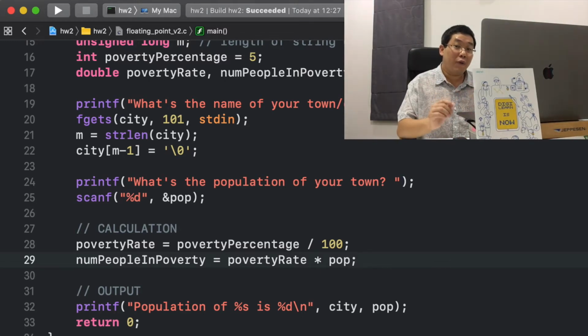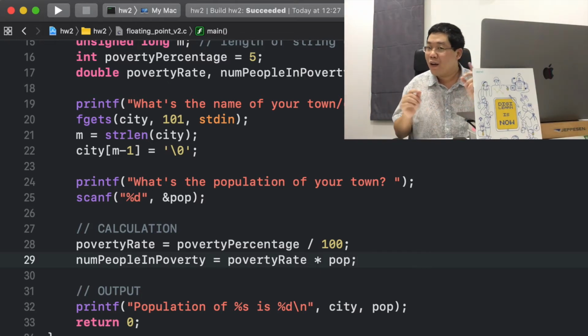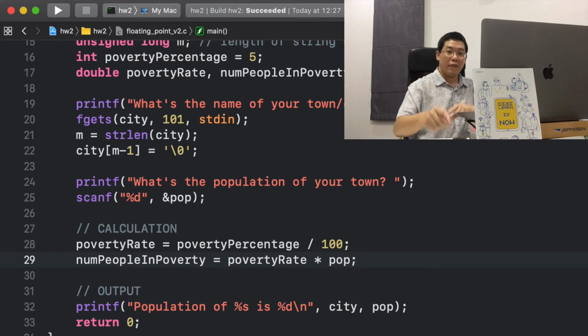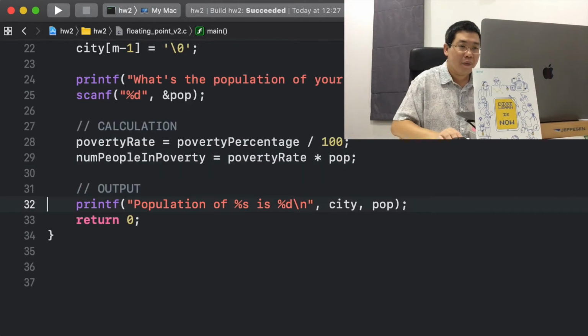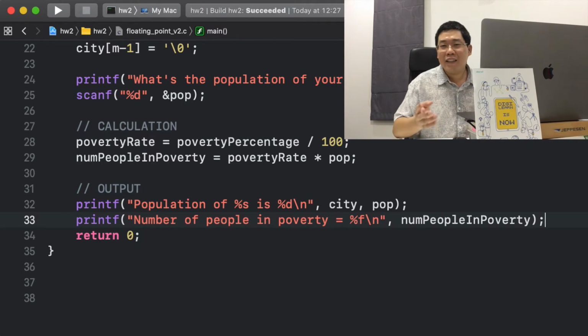So we, of course, will use printf to write the output with the format string. Guess what? Not %d, %d is for integer. What's for floating point? %f, f for floating point. See, %f here. In fact, let's not stop there. We have calculated poverty rate. It would be interesting to see what the poverty rate is as well. So let's also print that out.